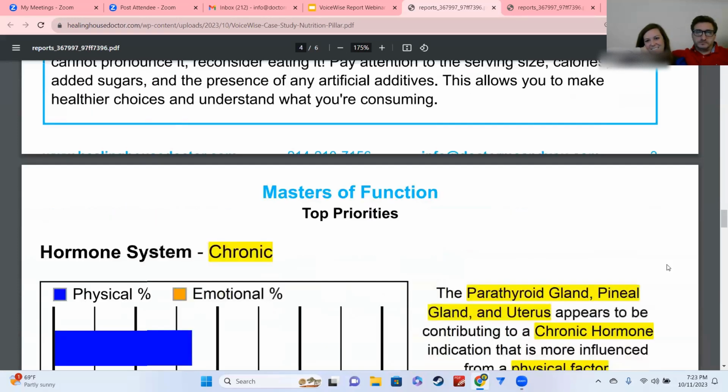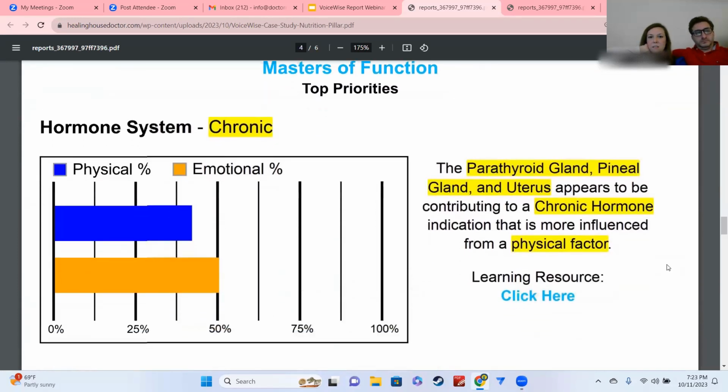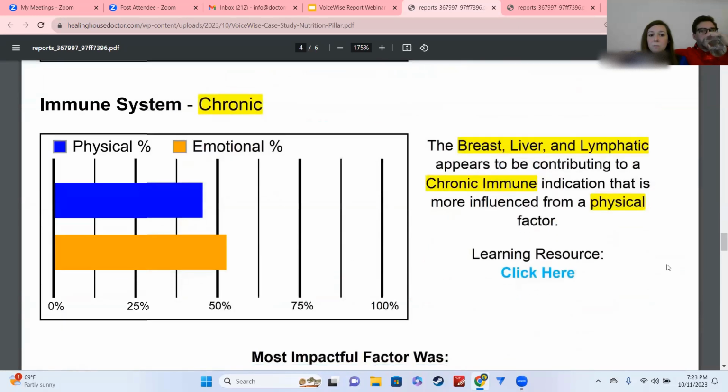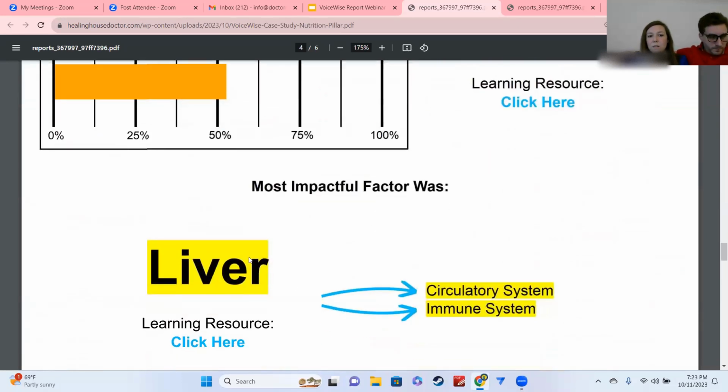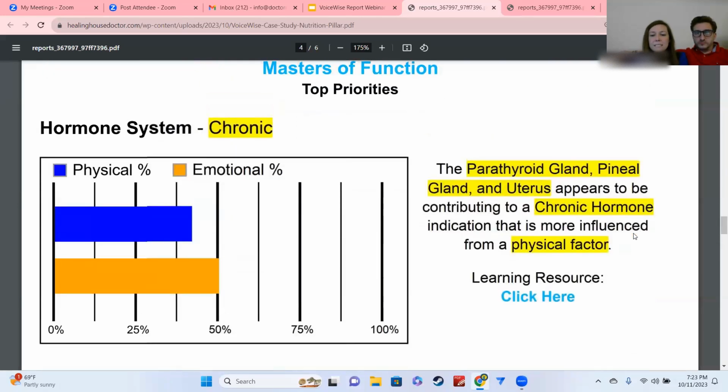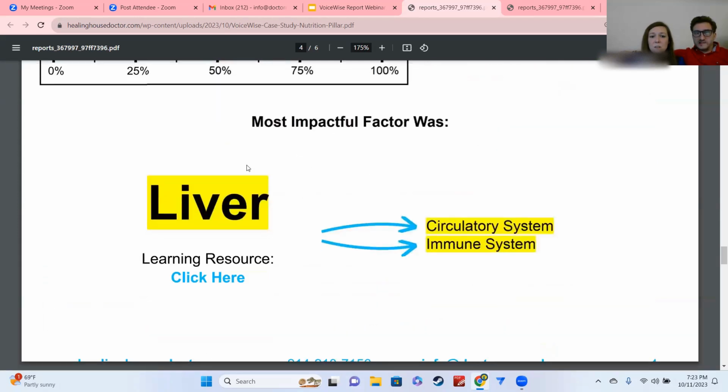Okay. So then page 4 is our Masters of Function page. And these are going to be the top 2 systems that need the most support. And if you just address this one factor, you're going to be able to support multiple systems at once. So this is kind of like your next step cheat sheet for what you need to focus on. And if I was like, I don't really want to go into supporting all the systems, then just support the most impactful factor. Support your pillar and then your most impactful factor. If you even just do those 2 things, you will be making positive changes in your body and your health.